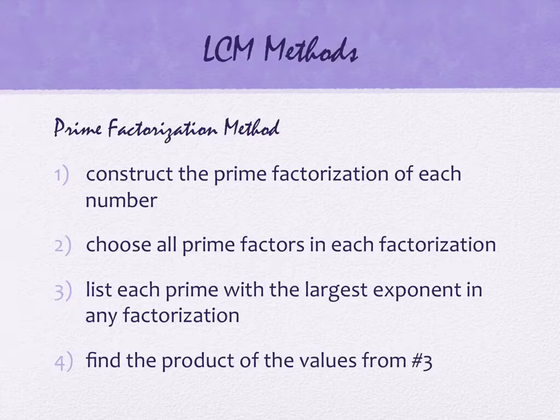The next method is called the prime factorization method, and we had this name of this method before with the greatest common divisors. We also have it with least common multiples. We construct the prime factorization of each number, and then we choose all prime factors in each factorization. We list those prime numbers with the largest exponent. That's different. Last time we used the word smallest there for greatest common divisors. And then on step 4, we write the product of the values from step 3.